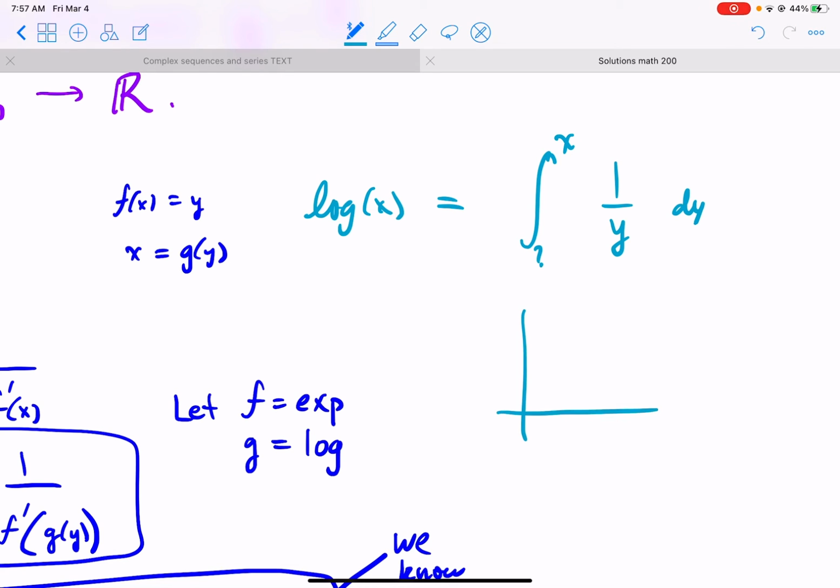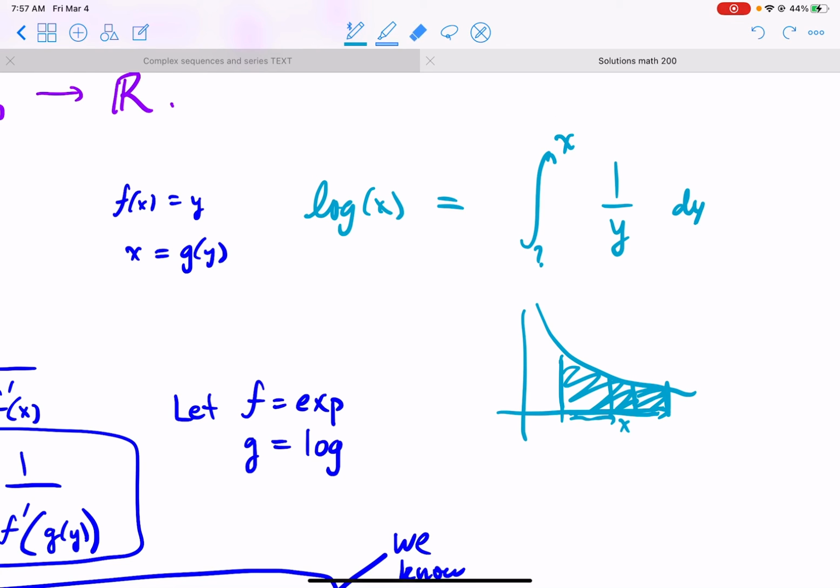So here's 1 over y, the graph, and I need to start somewhere, and then my variable is how far I go, and the number, log of x, will be this area under the graph. If I go farther, I get a bigger number. So you see that this depends on how far I integrate.